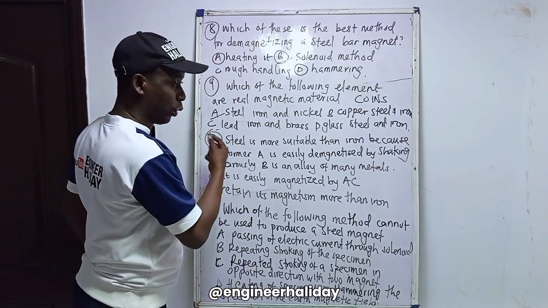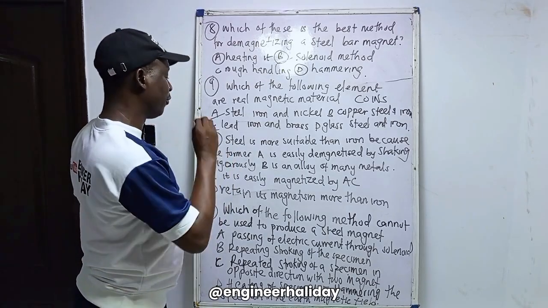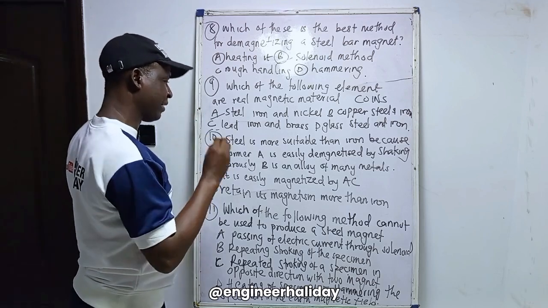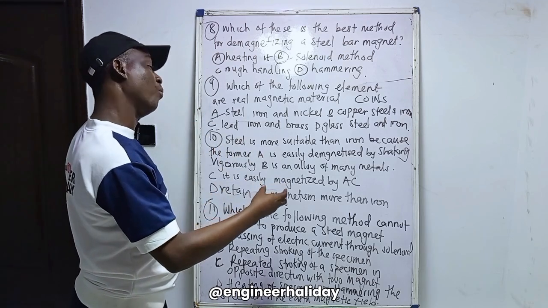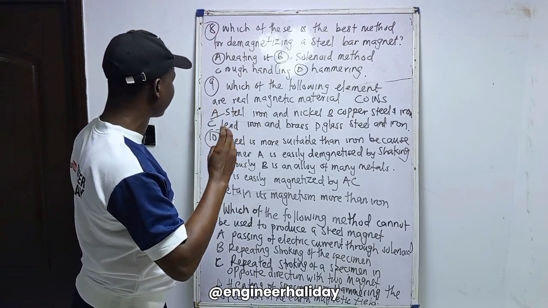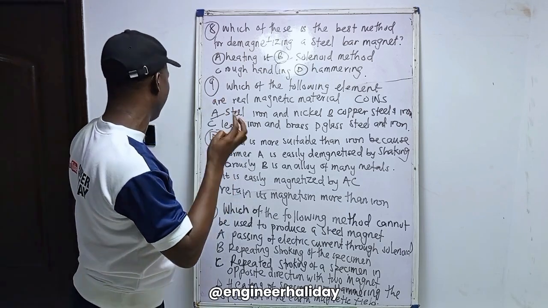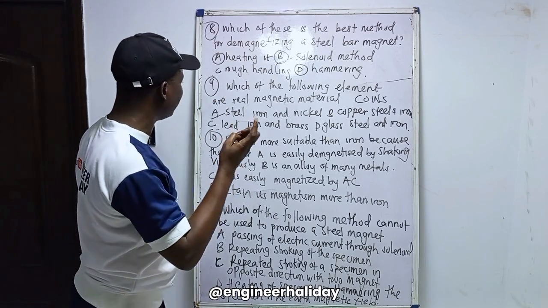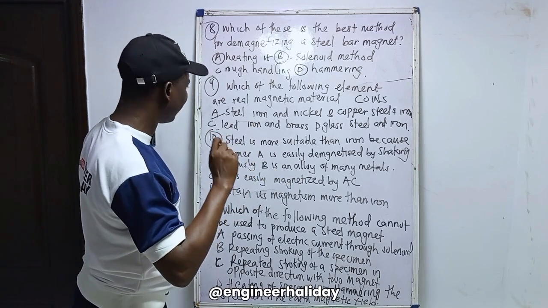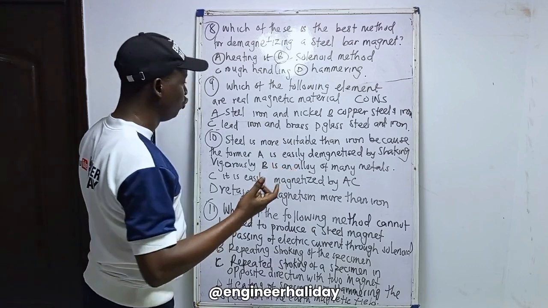So for me to employ steel, it means that I must agree that what I want to use it for must be able to retain magnetism for a long time. This steel is also not easily magnetized and not easily demagnetized. So that is the advantage it has, depending on the usage.